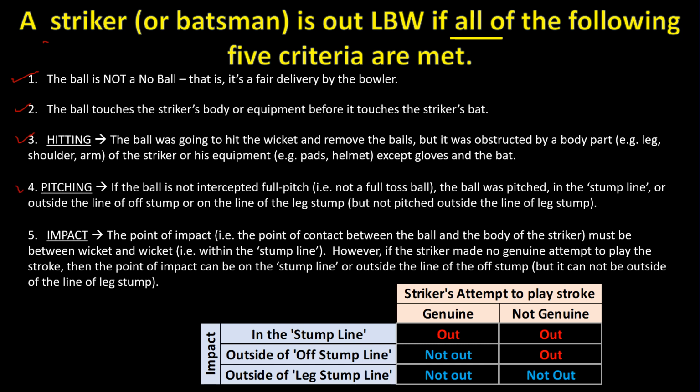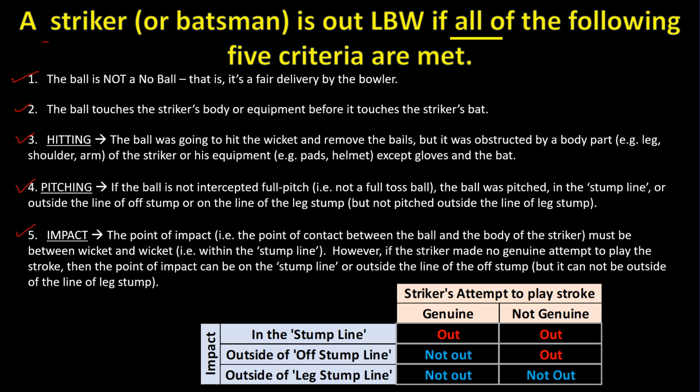The fourth condition is the pitching condition. That is, if the ball is not intercepted full pitch, the ball was pitched in the stump line or outside the line of off stump or on the line of the leg stump, but not pitched outside the line of leg stump. In simple words, the ball was pitched either in the stump line or on the off side of the batsman.